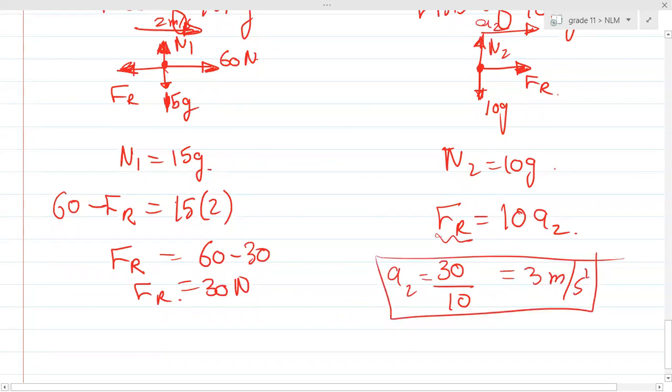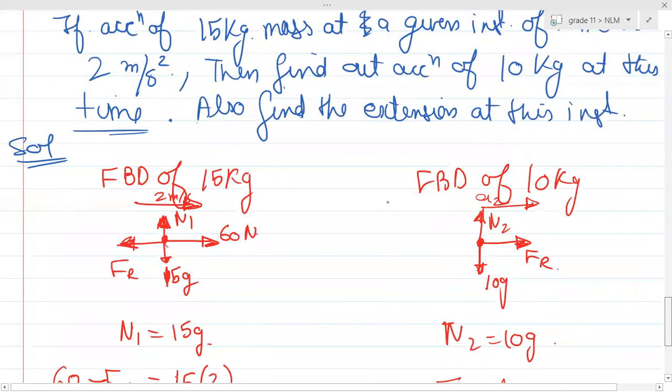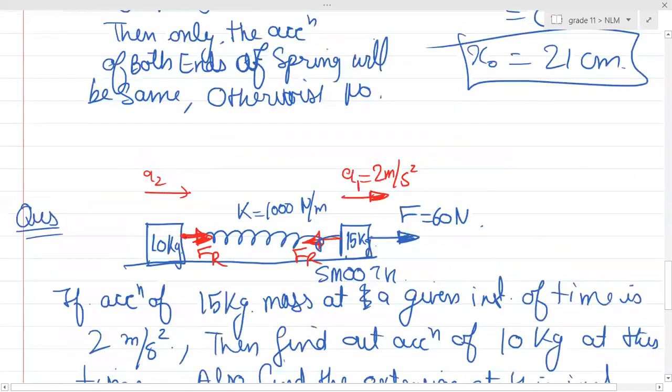So at the instant when the acceleration of 15 kg was 2 meter per second square, this acceleration was 3 meter per second square. Are you getting my point, guys? I told you, no? Whenever there is uniform acceleration of the blocks or uniform acceleration of the strings, then only the extension will remain constant. When extension will remain constant, then how will you do the problem? And if the extension is still increasing, then can you see over here what will happen? Any doubt in this thing, guys? No doubt, sir.